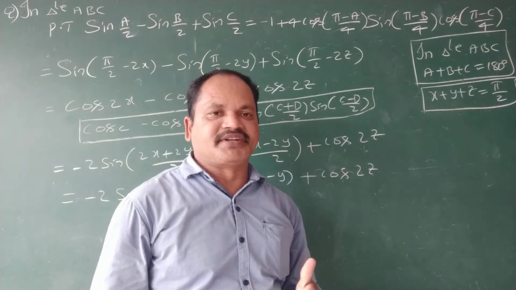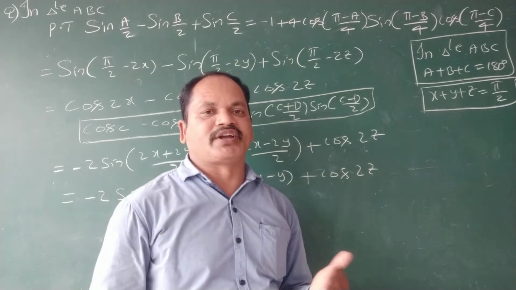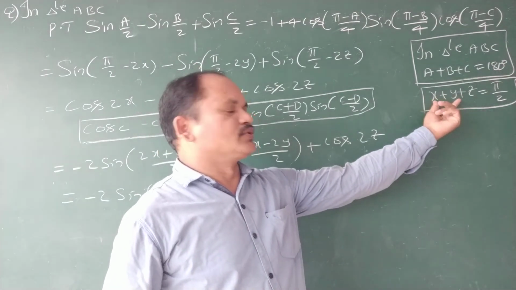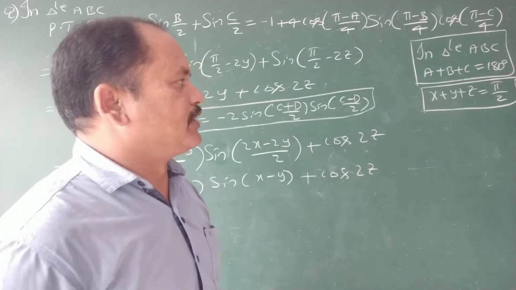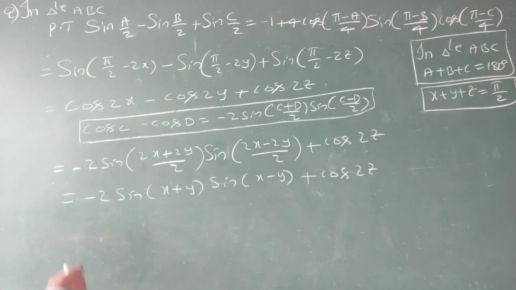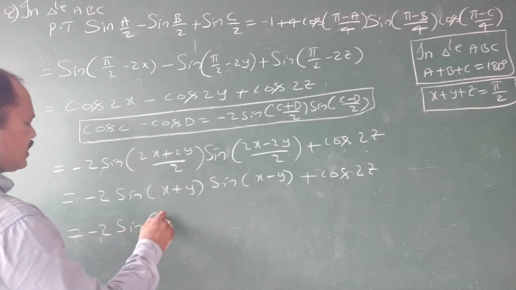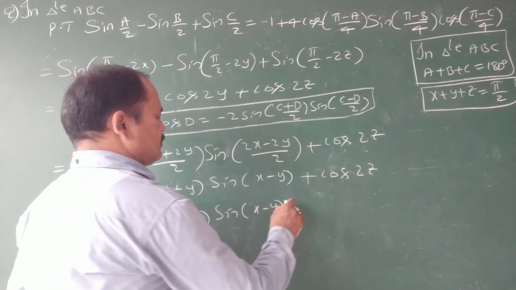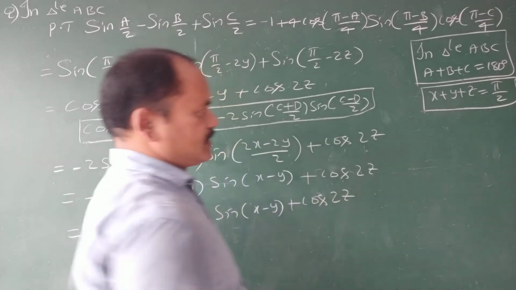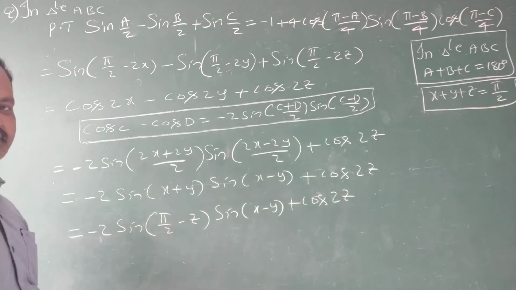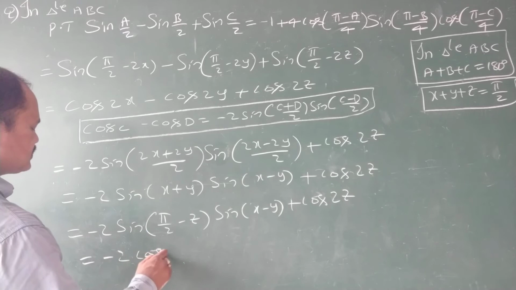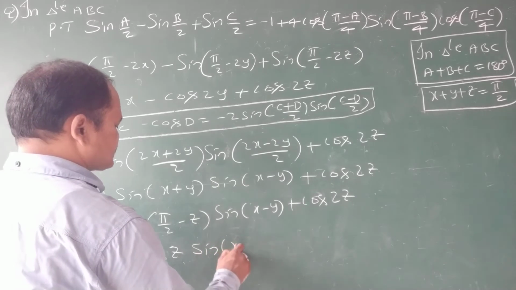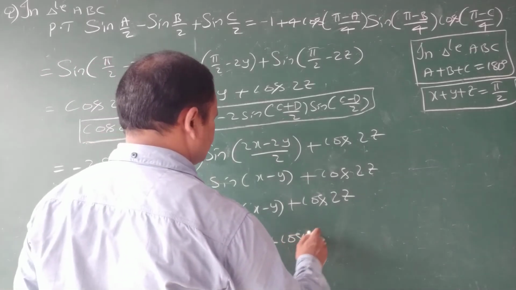Now from the given condition, after assuming x is equal to pi minus A by 4, y is equal to pi minus B by 4, z is equal to pi minus C by 4, and adding those values, x plus y plus z is equal to pi by 2. That's why in place of x plus y we write pi by 2 minus z. Minus 2 times sin of pi by 2 minus z into sin of x minus y, plus cos 2z. Now sin of 90 minus theta is cos theta, so it is minus 2 cos z sin of x minus y plus cos 2z.